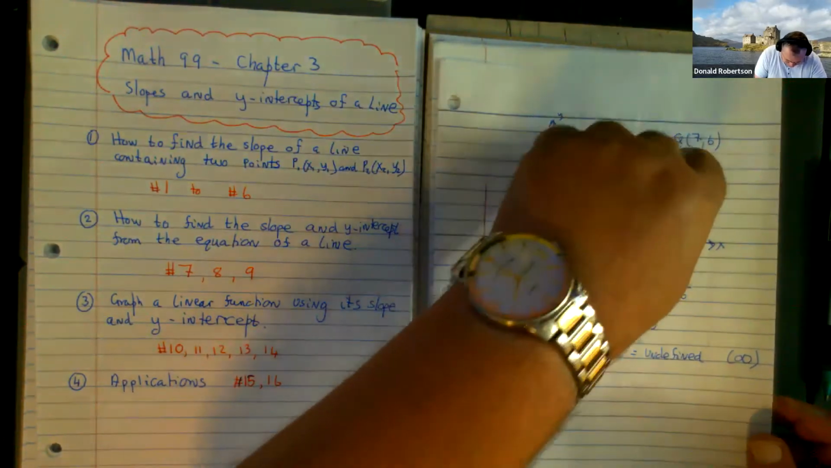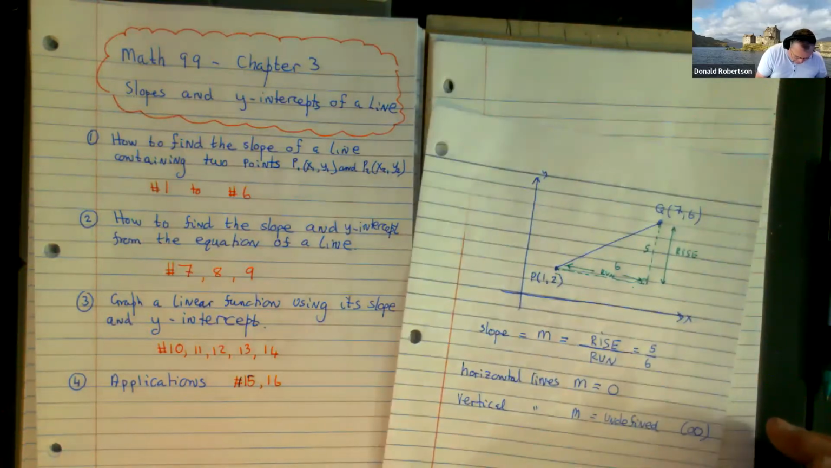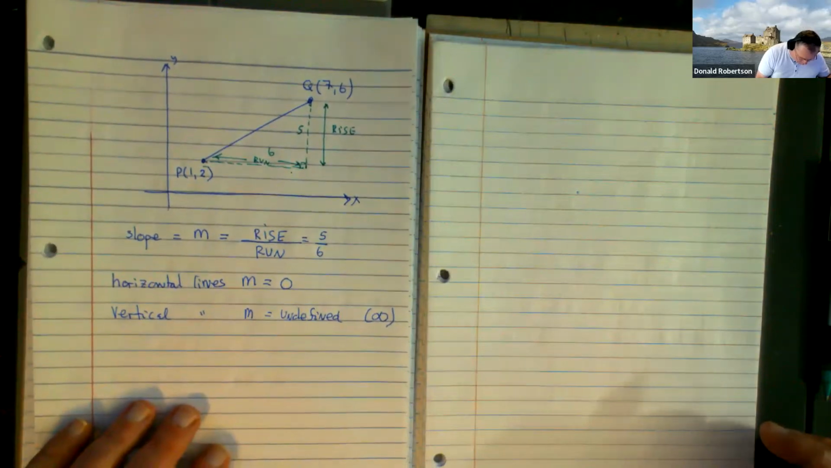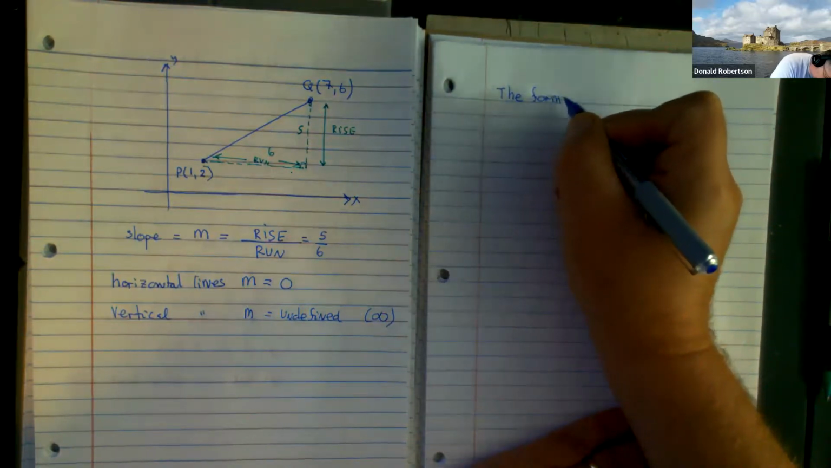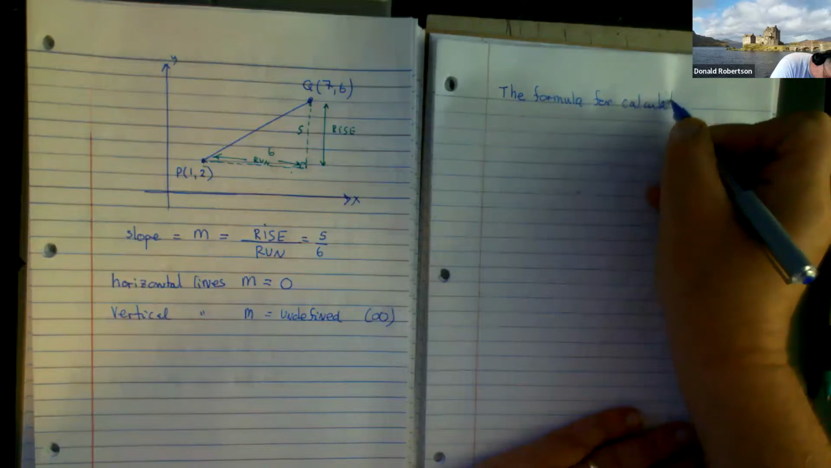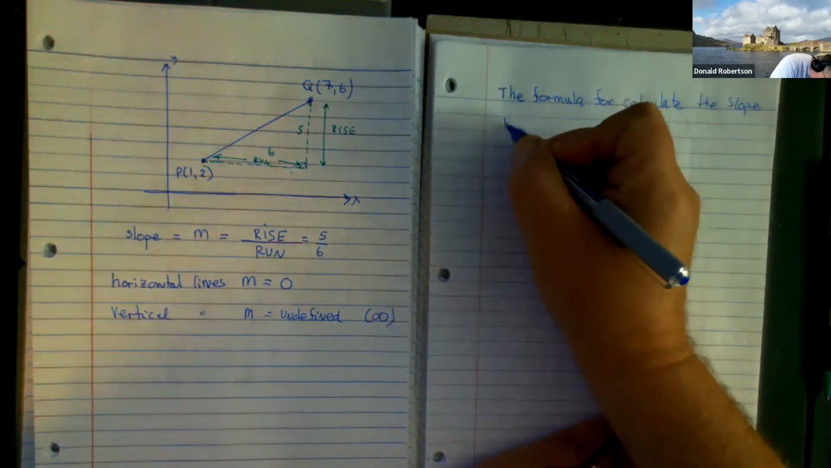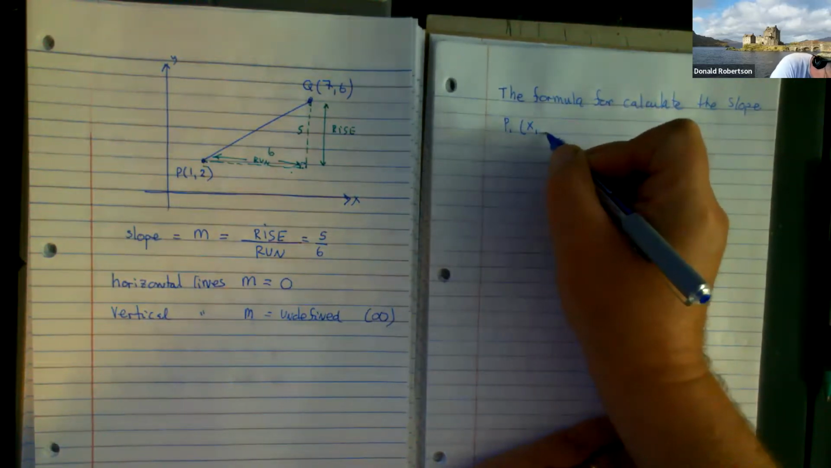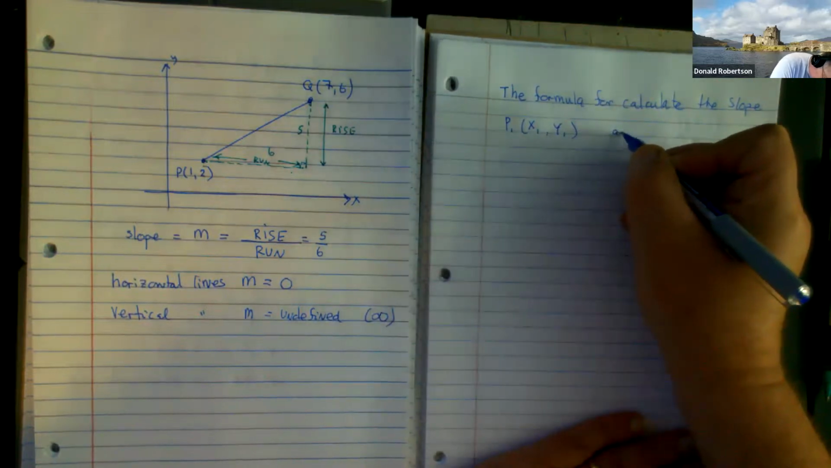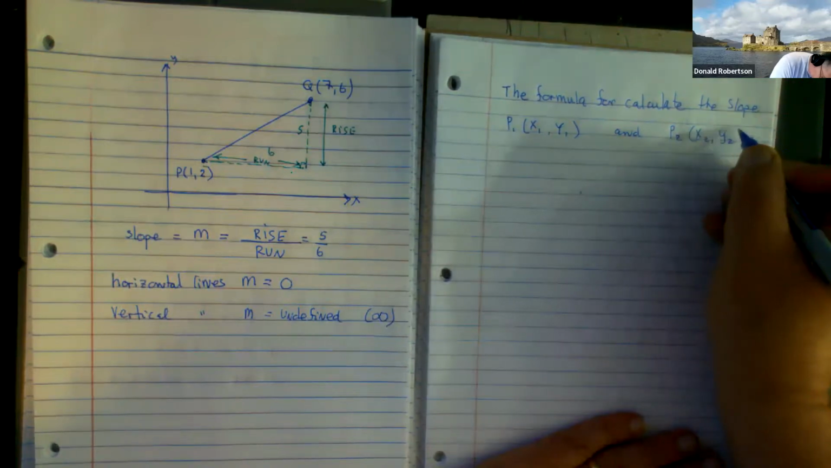Well, if the 2 points are reasonably small numbers, you could plot it and get the answer by just counting boxes, but that's really quite impractical. So there is actually a formula for calculating the slope. So let's show you what that is. Here it goes, the formula for calculating the slope. Let's assume that we've got 2 points, we'll call them x1, y1, and the other point, let's call it P2, and it's going to have the coordinates x2, y2.